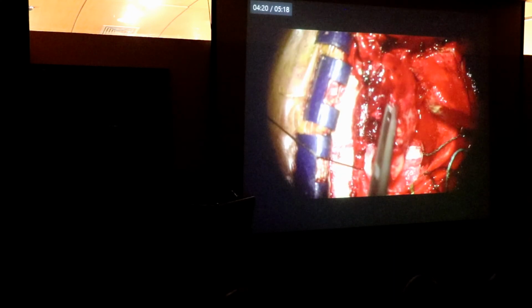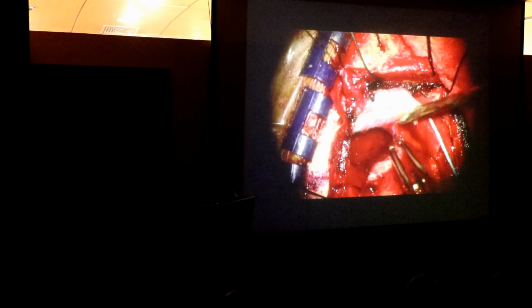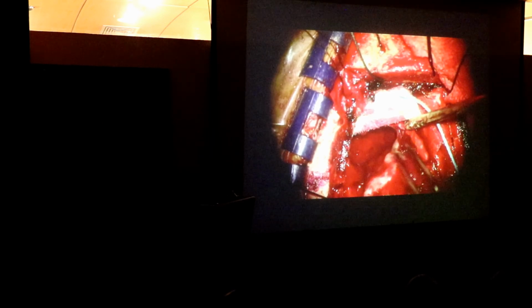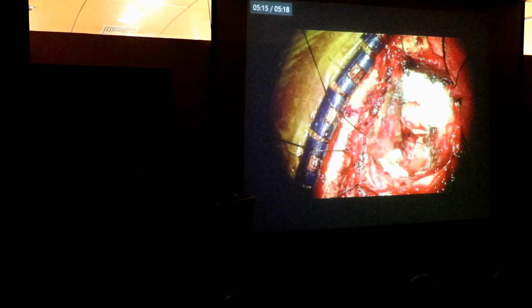So this is where the cyst was. What are you removing now? I'm removing the tube. This is the tube. So there is actually two. Or the lesion, call it lesion if you want. This is where the cyst was, the cavity of the cyst, and then we do hemostasis and go out.